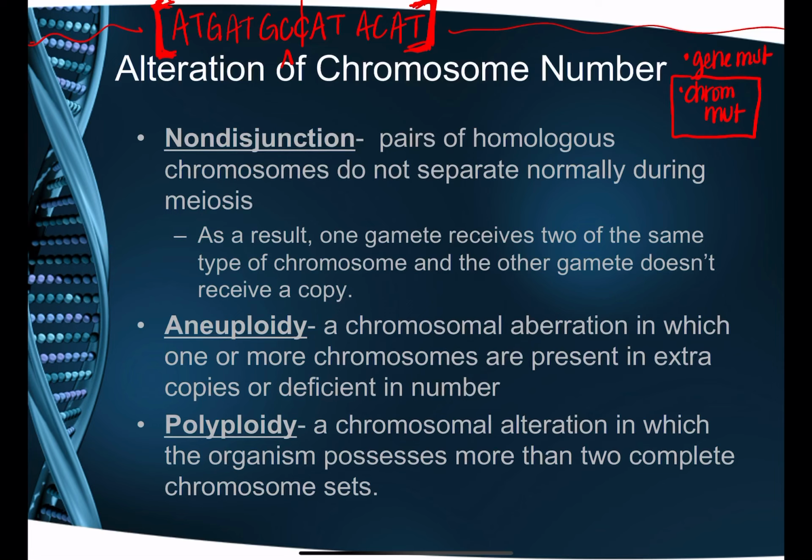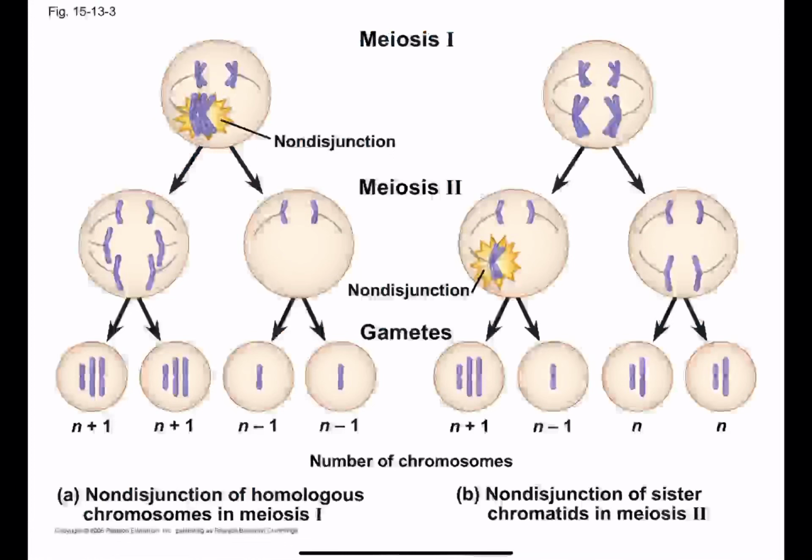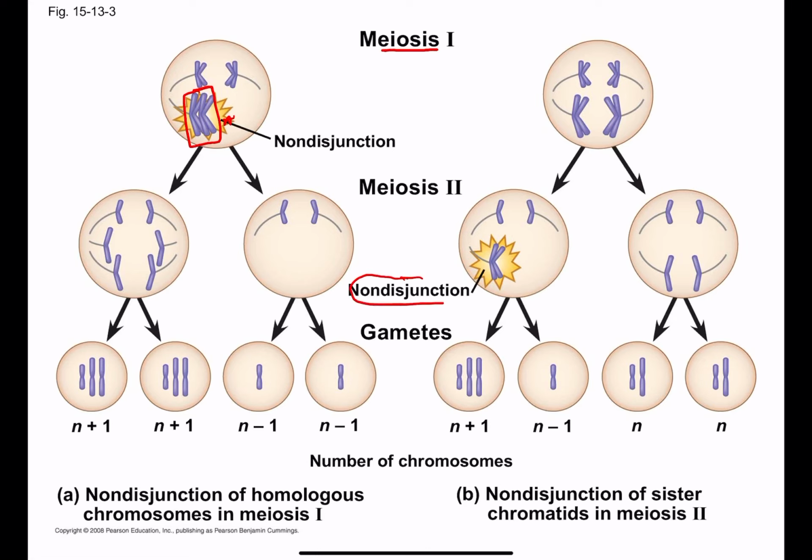One thing that can happen with chromosomes is a phenomenon called non-disjunction. In meiosis, sometimes the chromosomes get stuck together and they don't separate properly. It can happen in meiosis 1 when the homologous chromosomes separate, like in this one, or it can happen in meiosis 2 down here when the sister chromatids separate. Regardless of when it happens, you have gametes that have the incorrect number of chromosomes, okay?